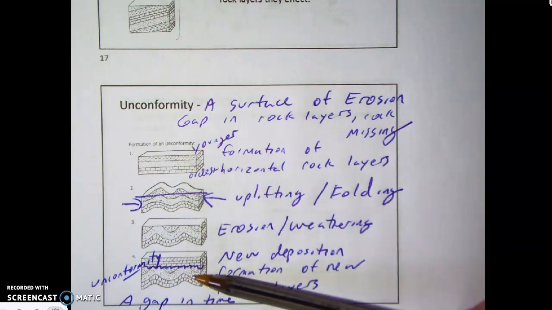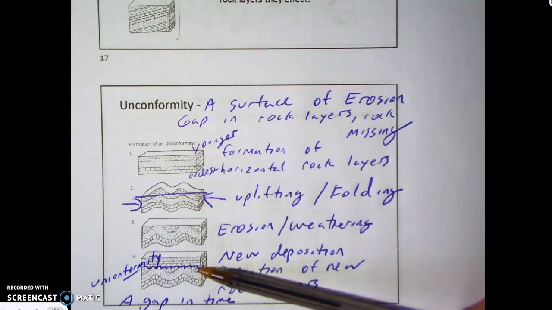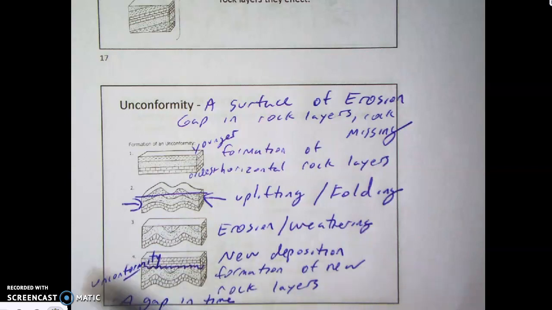It could have been a short period of time or a very long period of time. There's no knowledge of how long that weathering and erosion occurred for. So the unconformity represents something lost. We lost a record of what had happened during that time of weathering and erosion. So sometimes it's referred to as a gap in time.